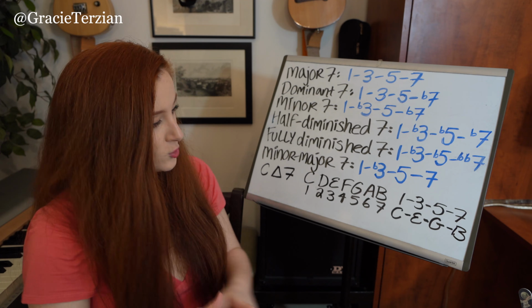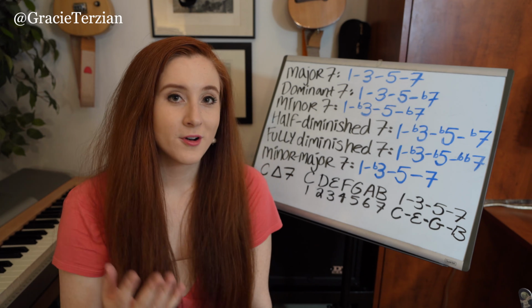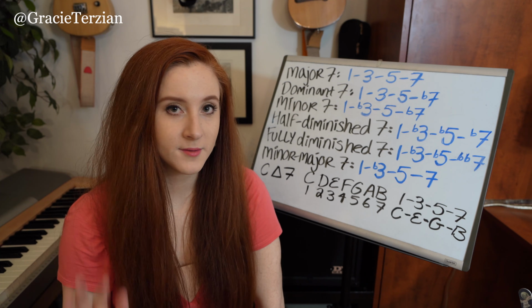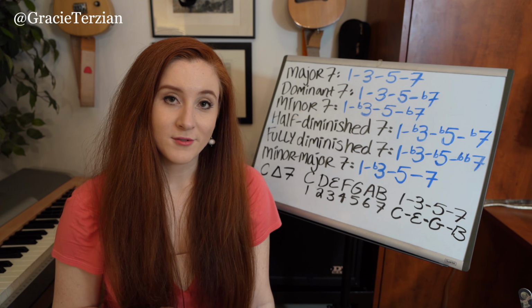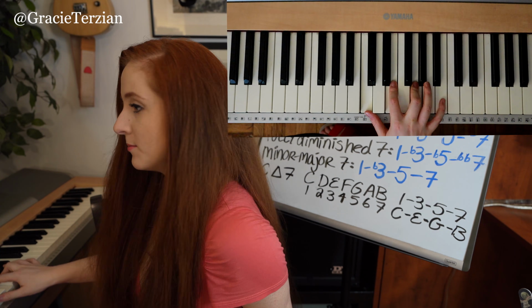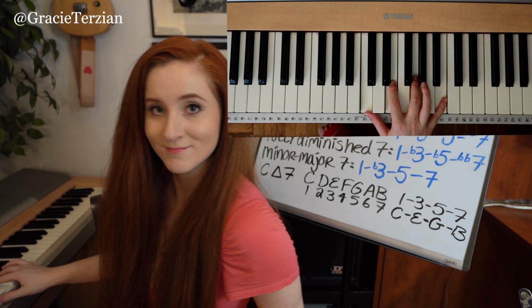So that means that if you play these four notes, C, E, G, and B, in any order on any instrument, doesn't matter if you're playing piano, guitar, ukulele, whatever, if you play those four notes together, you are playing a C major 7 chord. And it would sound like this. C, E, G, B, C major 7.